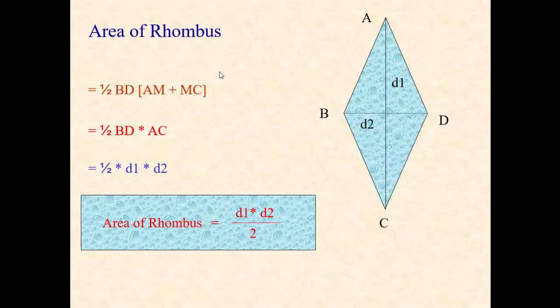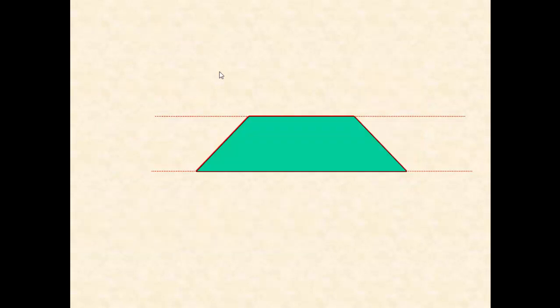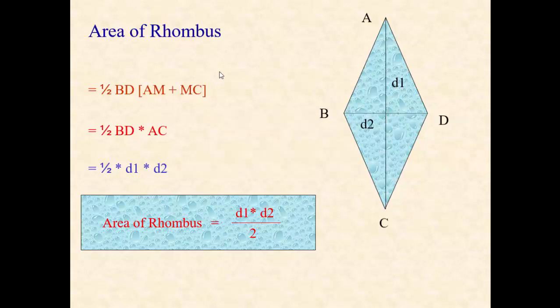Then we have 2 rules for the area of rhombus. Number 1, since the rhombus is a parallelogram, therefore its area equals base times height if given the base and the corresponding height. But if given of any rhombus is the length of D1 and D2, therefore area of rhombus equals D1 times D2 over 2.